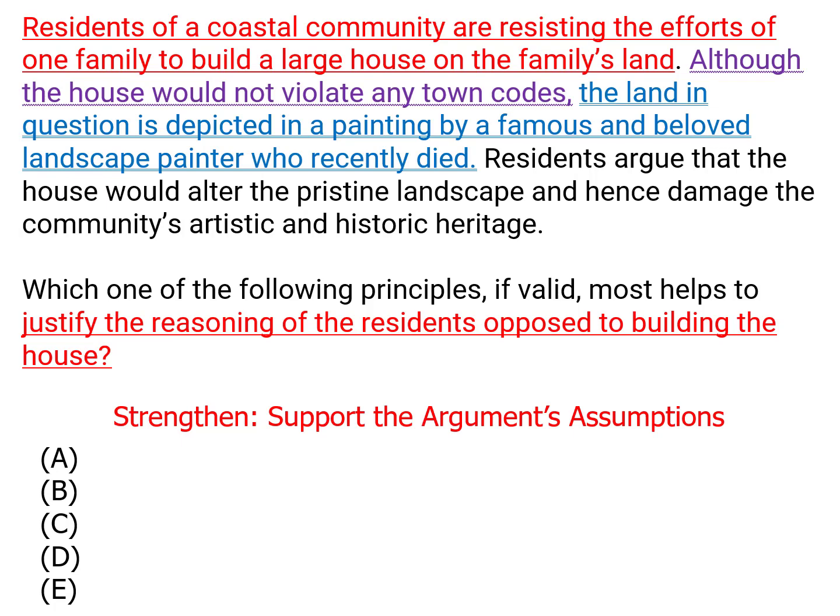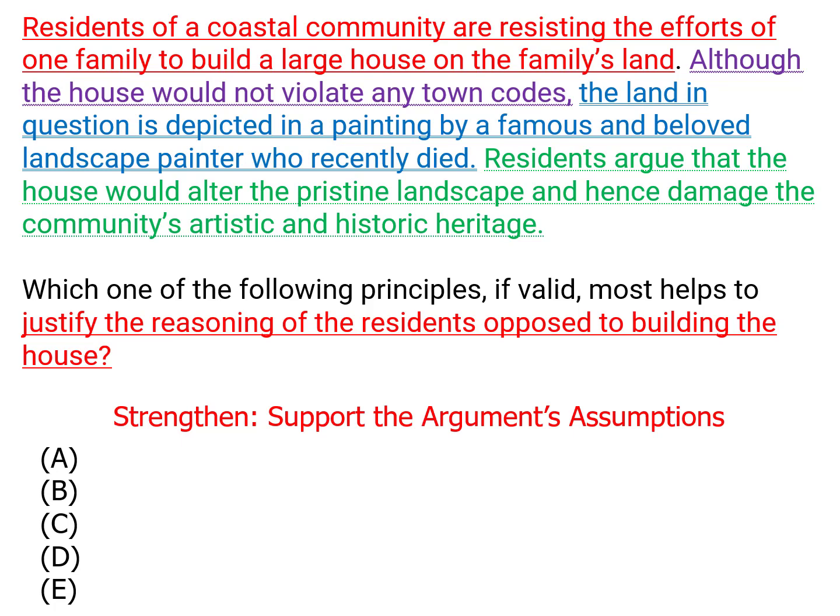The land in question is in a painting by a famous and beloved landscape painter who recently died, and the residents say that the house would alter the pristine landscape and thus damage the community's artistic and historic heritage. In other words, although the house wouldn't violate any codes, the residents say that because the land is in a famous picture, the house shouldn't be built.